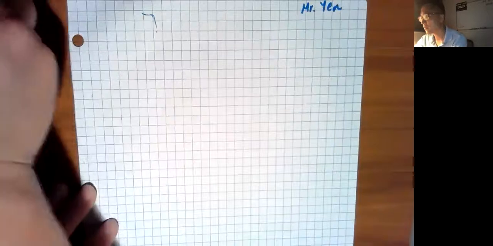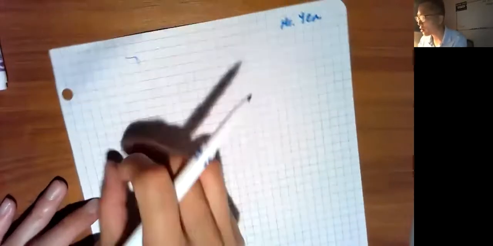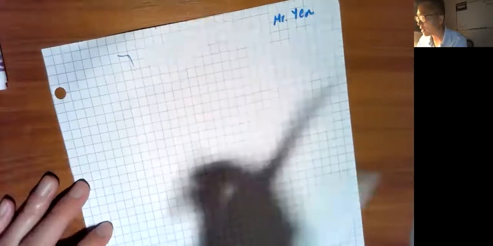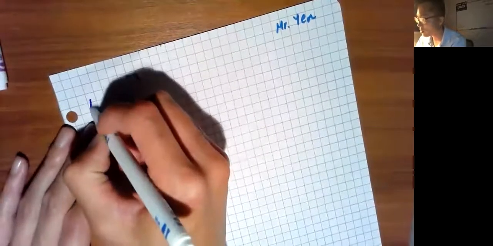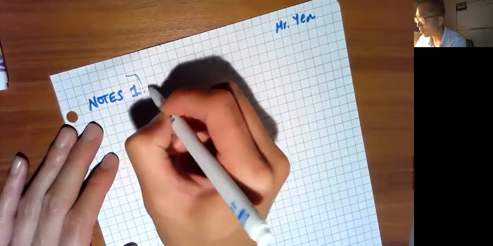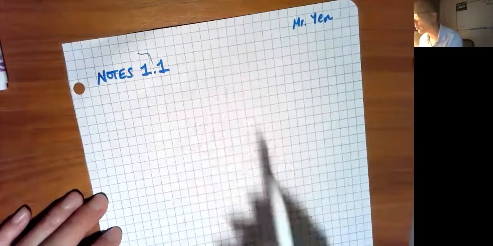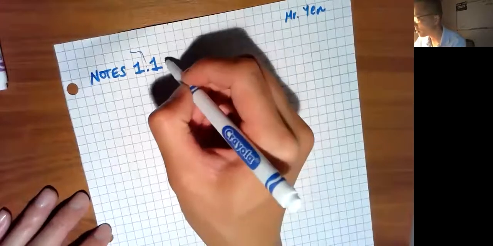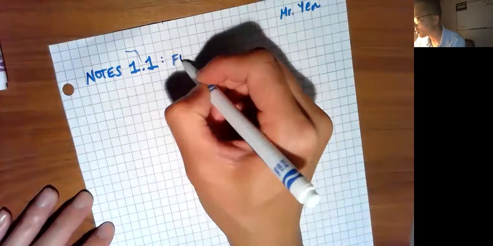Okay, here we go. So make sure your name is in the top right. We always start our notes by titling them at the top with the lesson number. So this is going to be the notes for lesson 1.1. And it's 1.1 because it's module 1, lesson 1. And these notes are going to be titled Function Notation.